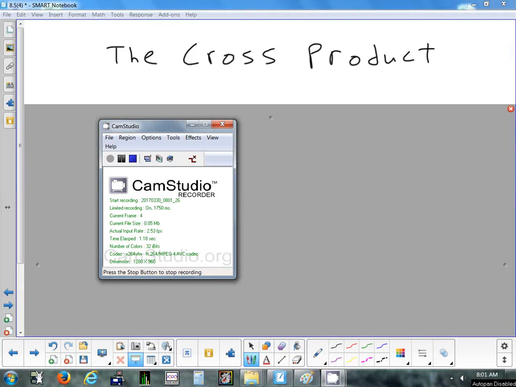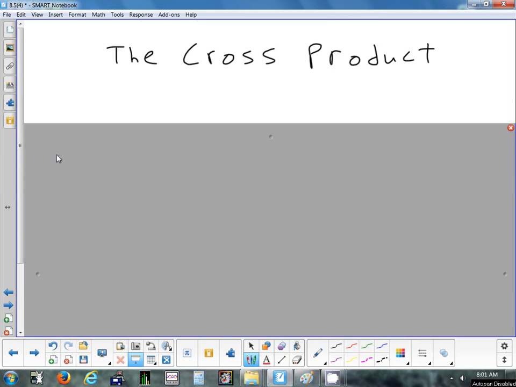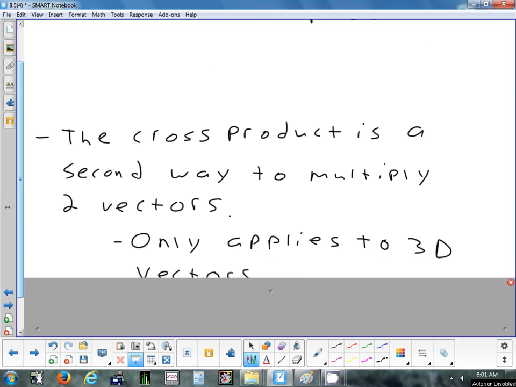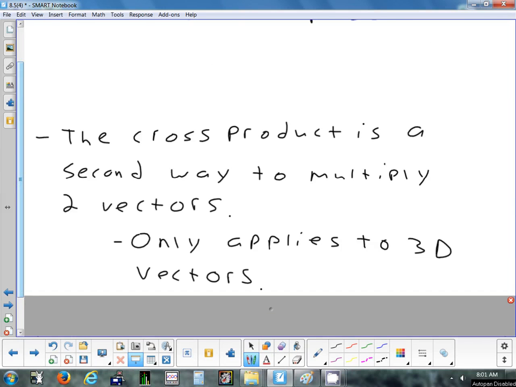All right, so last thing we're going to look at with 3D vectors is a cross product. What's the other kind of product we did that applies to vectors times vectors? Dot product. Okay, so the cross product is a second way to multiply two vectors. And it only applies in 3D. There is no such thing as a cross product in 2D. You can't do it.